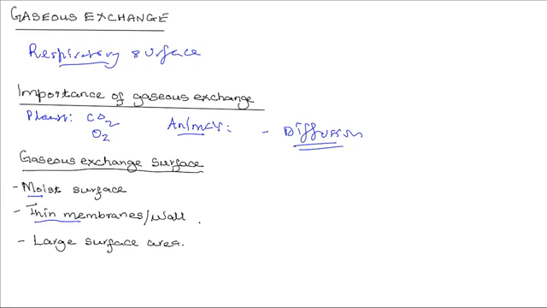Secondly, these respiratory surfaces will have a thin membrane if they are individual cells, or a thin wall if it is a tissue or an organ, such that the distance that the gases must cross during diffusion is reduced. So the thin membrane or wall makes the process of diffusion efficient by reducing the distance traveled by the diffusing gases.